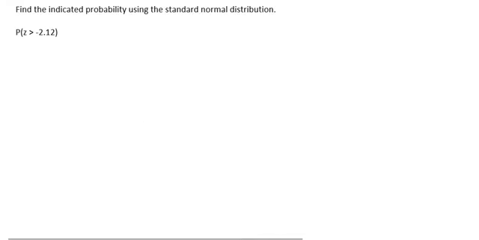In this example, we're going to find the probability using the standard normal distribution. Find the indicated probability using the standard normal distribution. Here we're looking for the probability that z is greater than negative 2.12. Let's look at our standard normal curve.